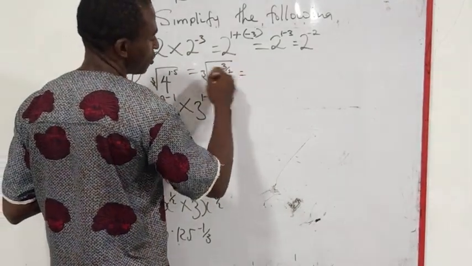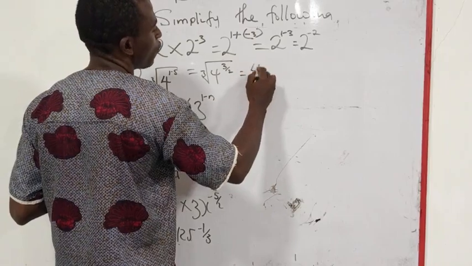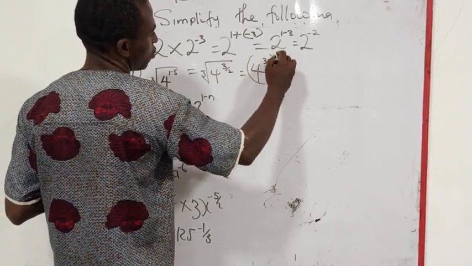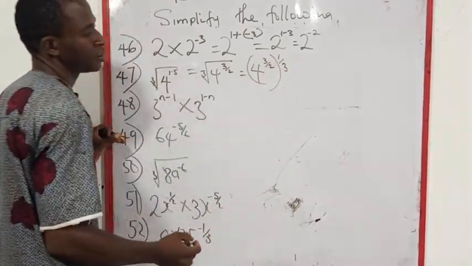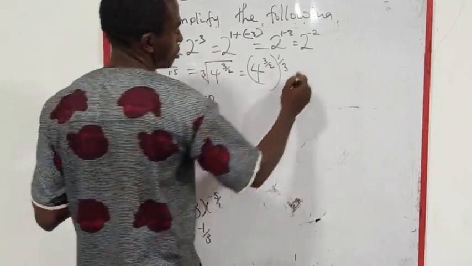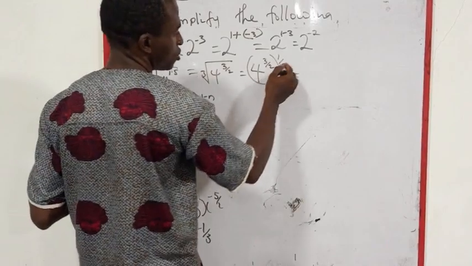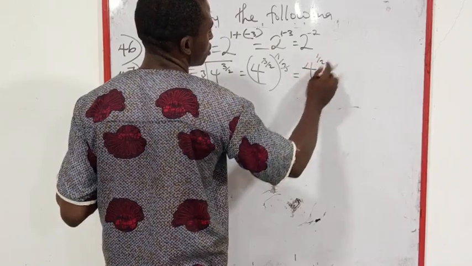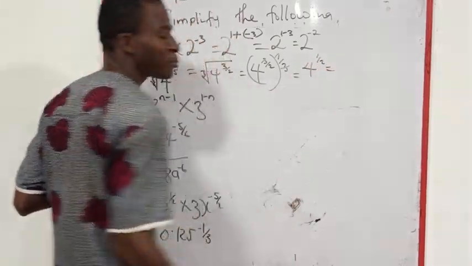So we now have this. We are interpreting now. So we now have 4 raised to power 2 over 3. Then we interpret it as 1 over 3. Don't forget the interpretation of your sixth law of indices. This one was there before. So what you do? 3 will cancel 3. So we now have 4 raised to power 1 over 2. We will still interpret it back again.